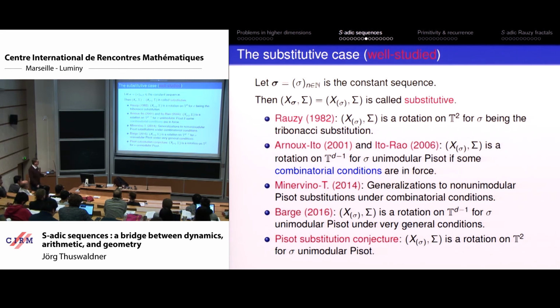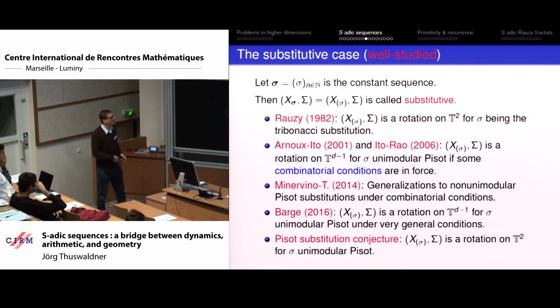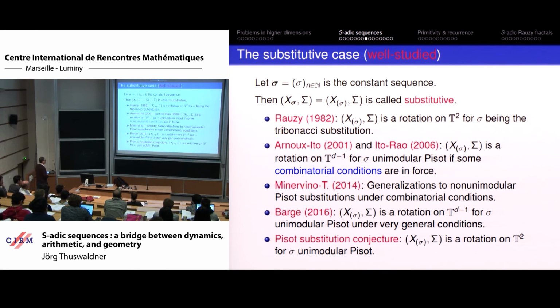Thank you very much. A recent breakthrough using the notion of proximality was done based on a paper by Barge and Kellendonk. In two papers by Marcy Barge, he proved under very general conditions that unimodular Pisot substitutions are conjugate to a rotation. So this is the state of the art just now. Two papers by Marcy Barge from 2016.